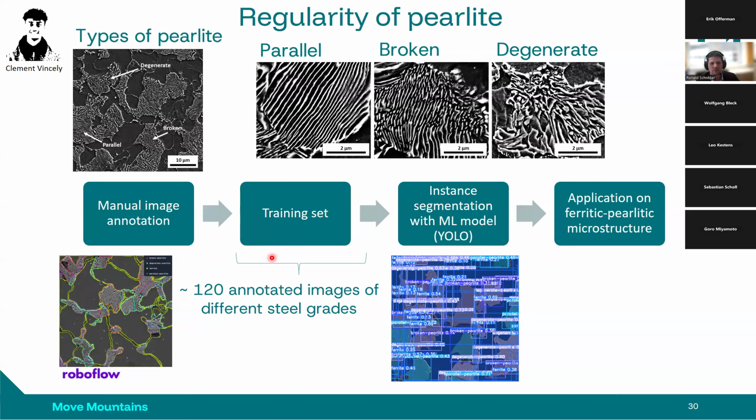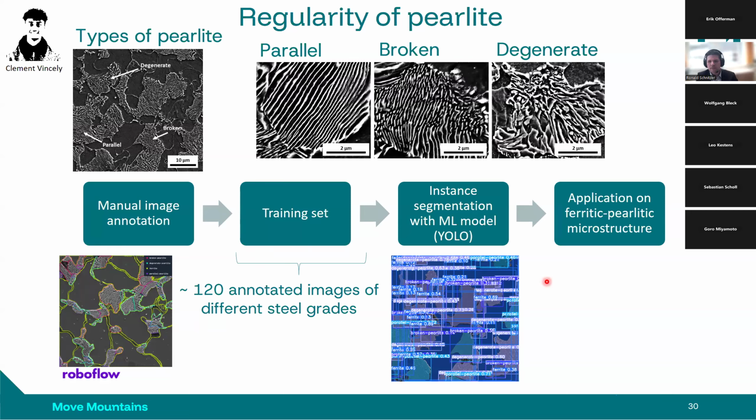That means that you train your software so that it is able to detect what you want it to say is parallel, broken, or degenerated. And then instance segmentation was done with this machine learning model, which is called YOLO, you only look once.